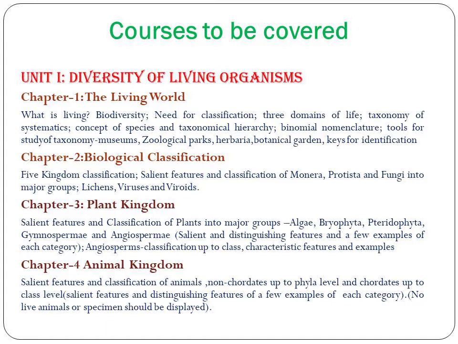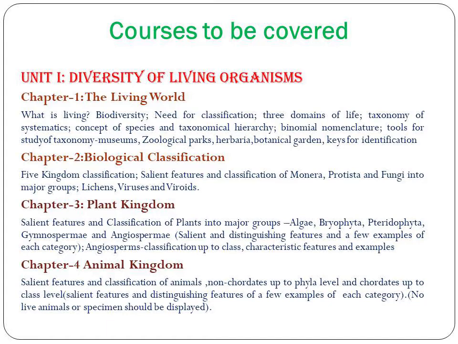Under chapter 2, biological classification, we will learn about the 5 kingdom classification, salient features and classification of monera, protista and fungi into major groups, lichens, what is virus, and viroids. Under chapter 3, plant kingdom, we will learn about the salient features and classification of plants into major groups: algae, bryophyta, pteridophyta, gymnosperms and angiosperms, with distinguishing features and a few examples of each category. Angiosperm classification is up to class level, with characteristic features and examples.